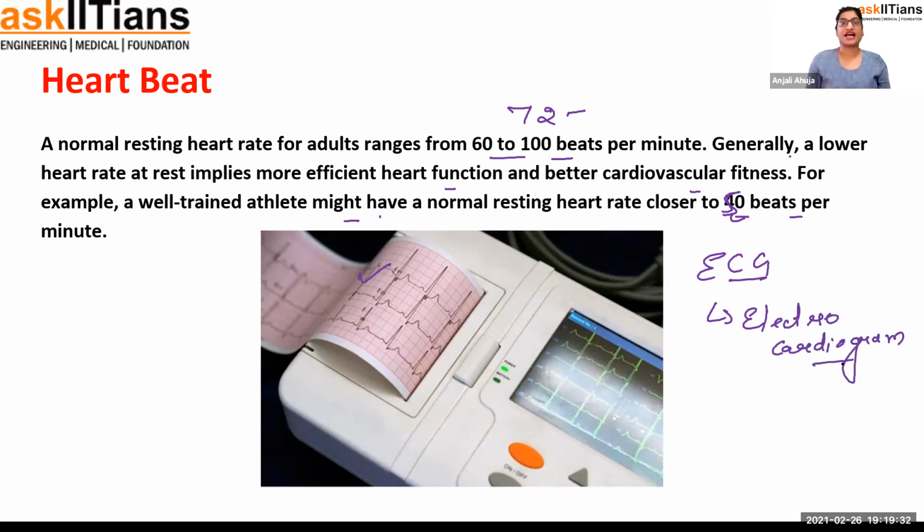This is a machine which calculates the heartbeat. The heartbeat is directly related to the auricles and ventricular movement, because a little electricity conduction is happening in them. That's why they are showing their activity, and this is being calculated by this machine. And the heartbeat is always in this design.